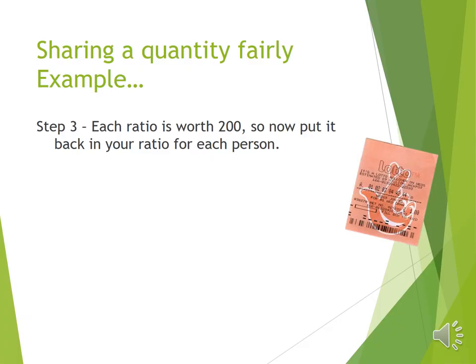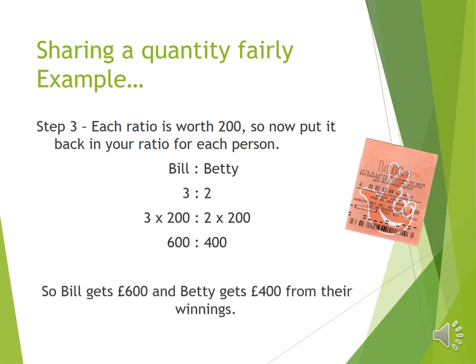So now put it back into the ratio for each person. Well, this is it. Bill gets 3, Betty gets 2. So 3 times 200 is 600. And for Betty, 2 times 200 is 400. So who will get what amount? Bill will get £600 and Betty will get £400 from their respective initial investment towards the £1 that they had. And of course, this seems to be more fair and more equitable.